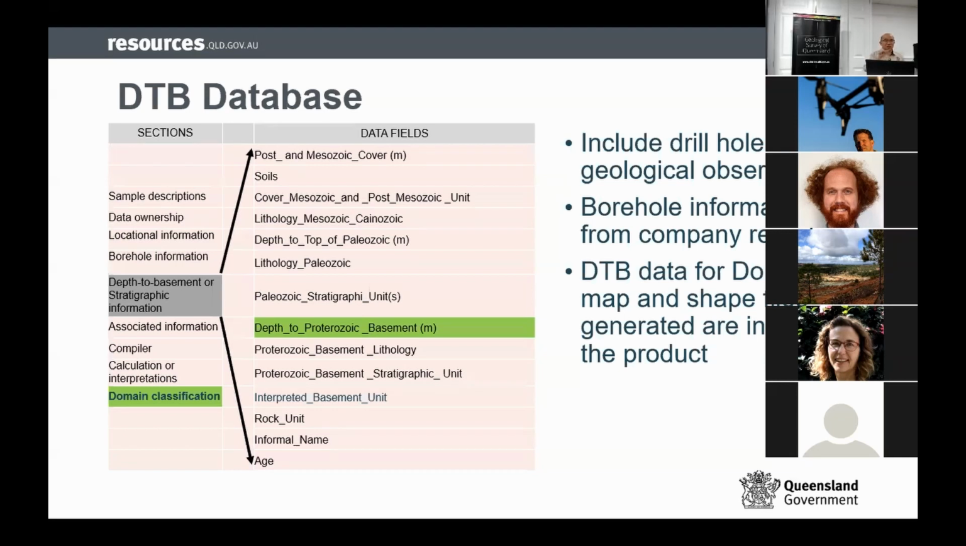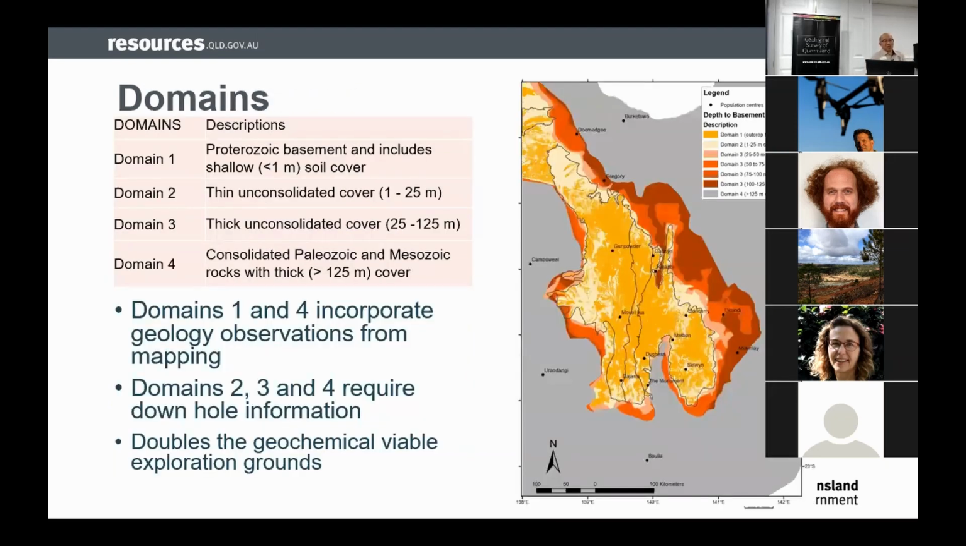So this database is appended to the report. It has about 63,000 points to constrain the depth of basement itself. This is the depth of basement itself.